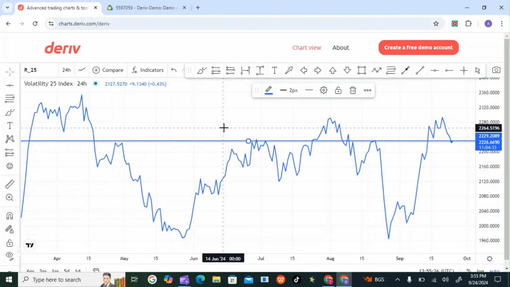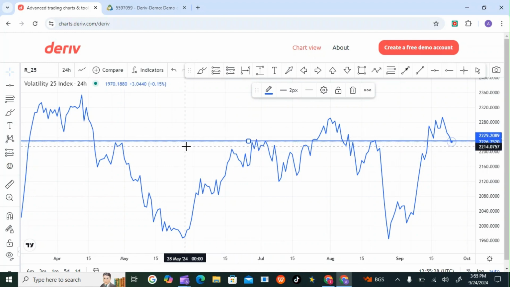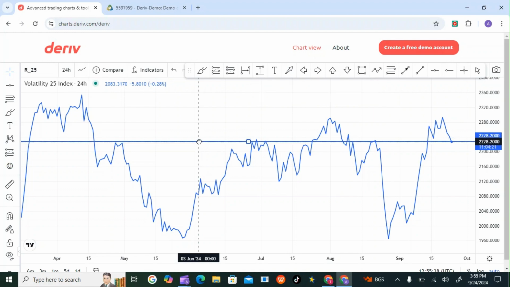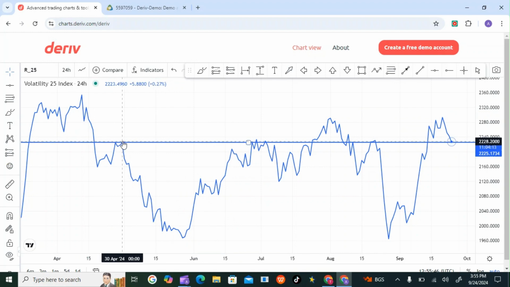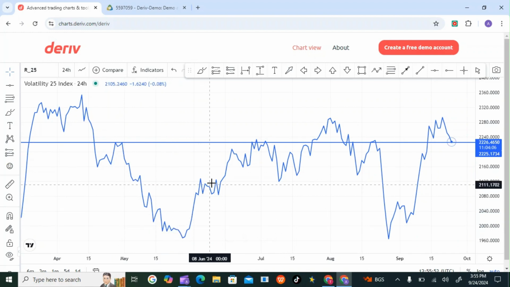You normally see that whenever the market touches that zone, it rejects it and maybe changes the direction of the market. Looking at this, you can see this is a support zone. The first time the market touched here, it went down, then came back.